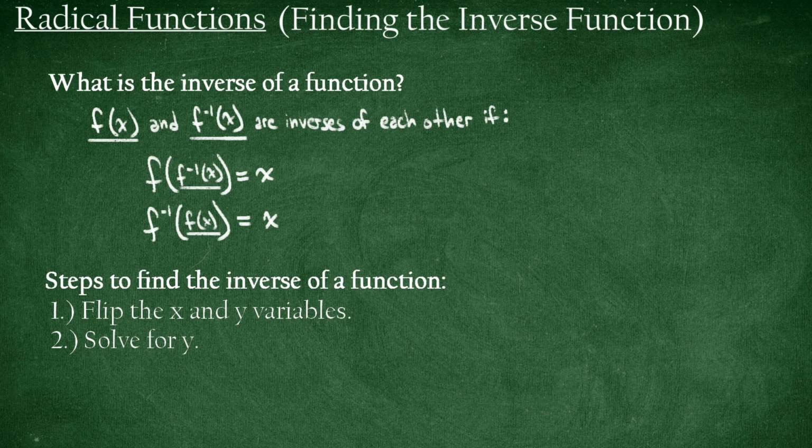Also, graphically speaking, I'm not showing it here, but if you graphed a function and its inverse, they always reflect over the line y equals x. Now, the steps to finding an inverse of a function are pretty straightforward. Essentially, you take the original and flip the x's and the y's, or in other words, all the x's become y's and all the y's become x's. Then you solve for y, and what you end up with is the inverse of that function.